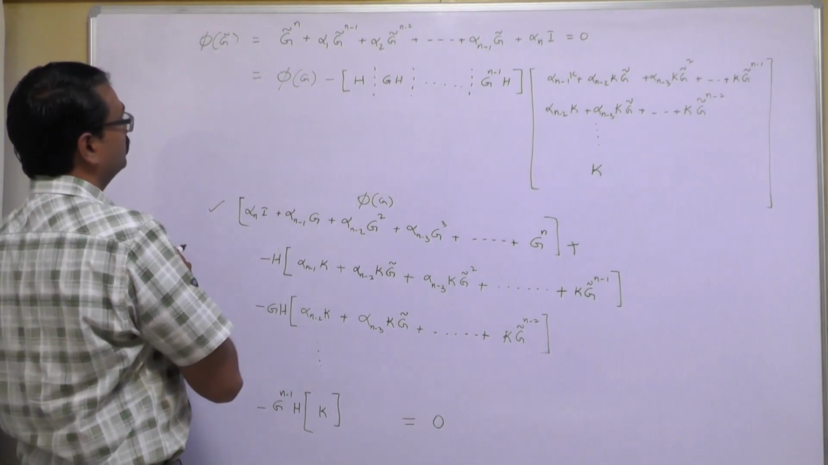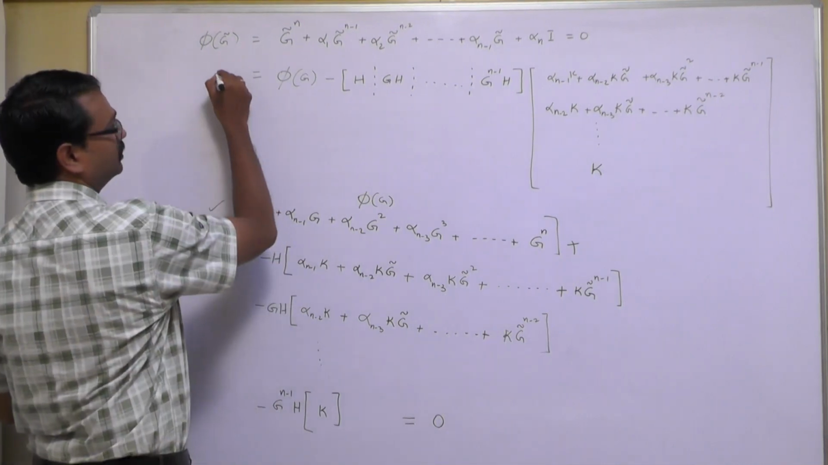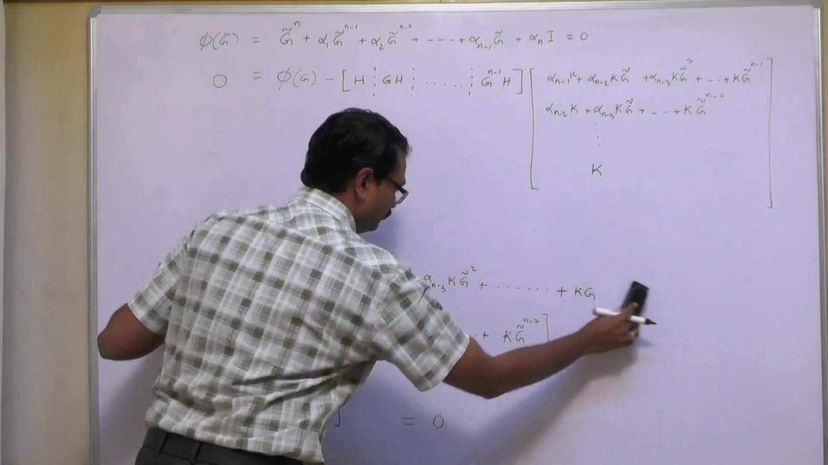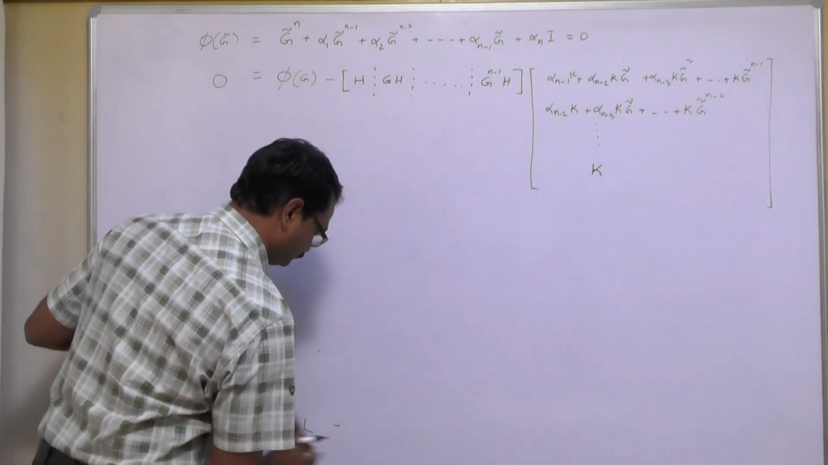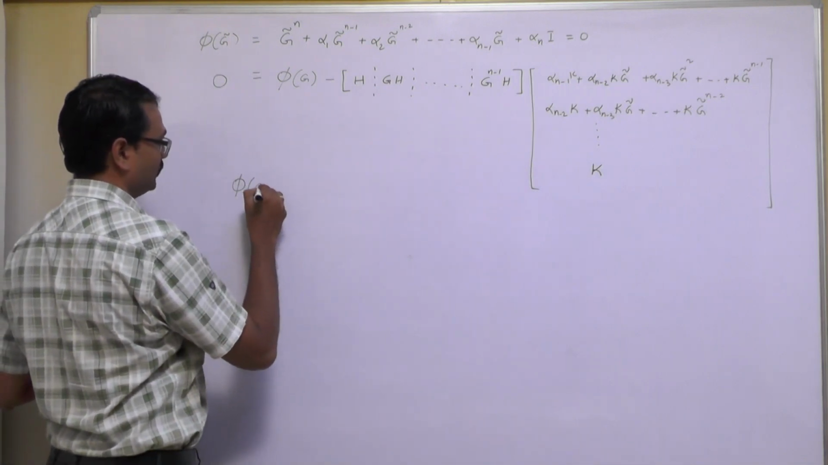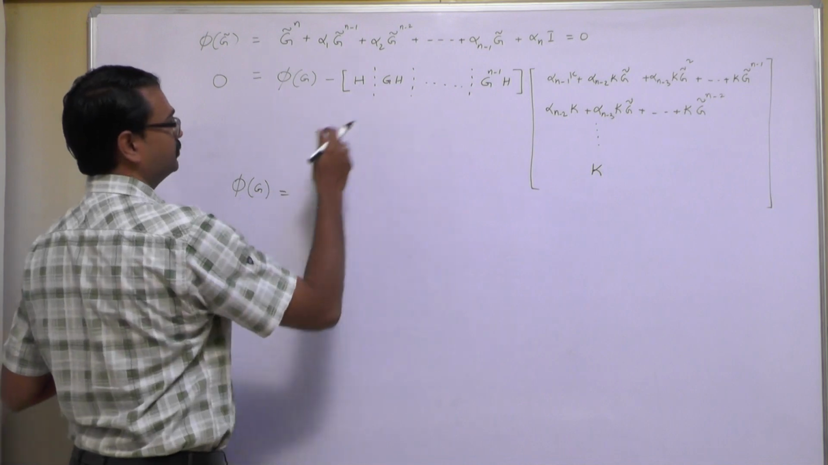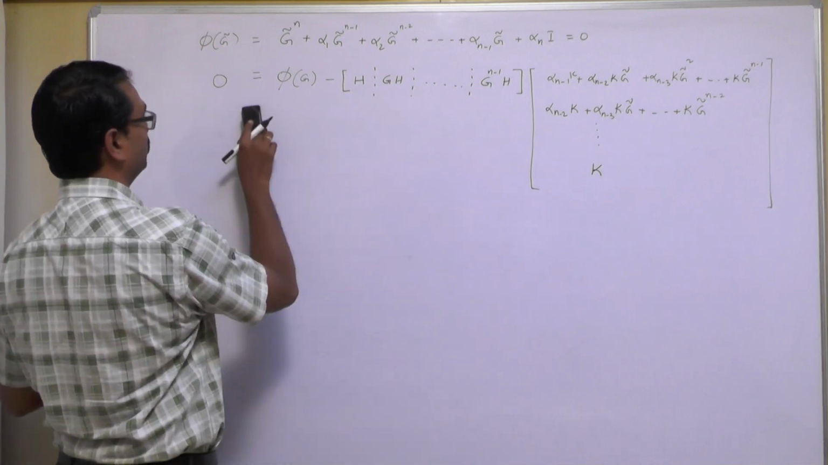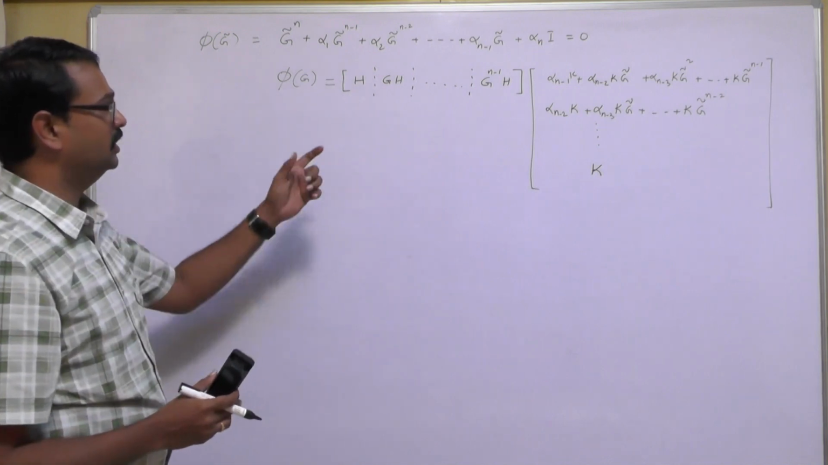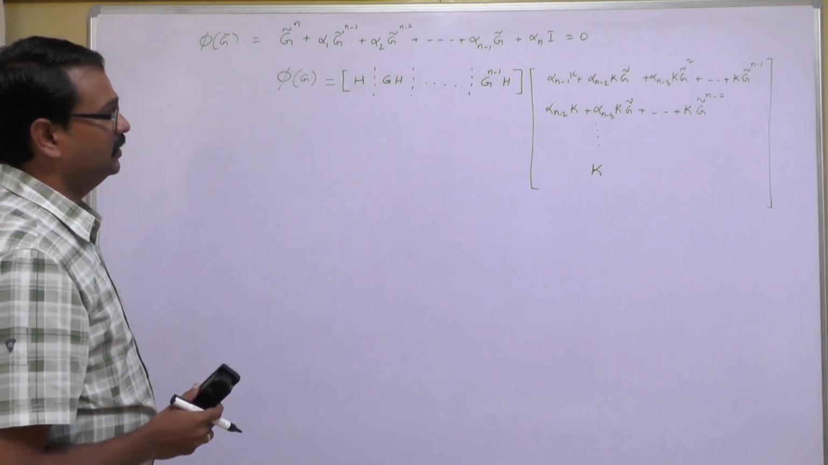Okay, now we know that phi G bar is equal to 0. Therefore, from this equation we can have phi G is equal to this part. So without any problem I can just equate phi G to this equation. Okay.